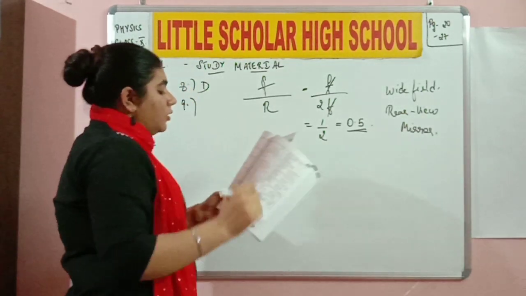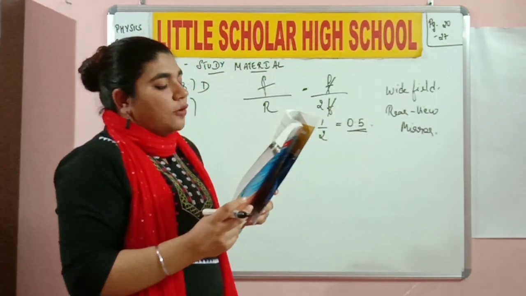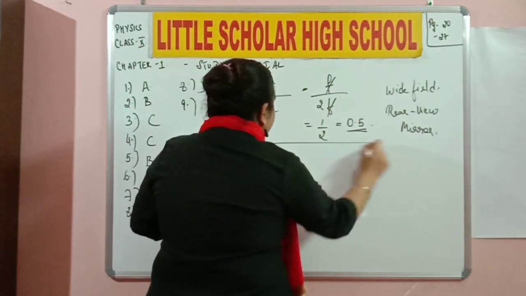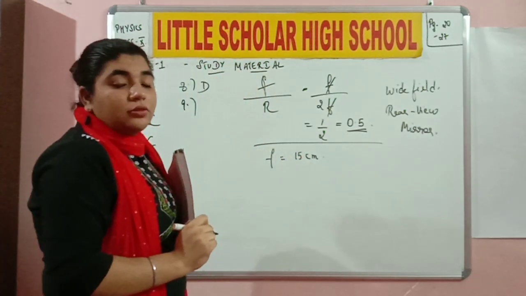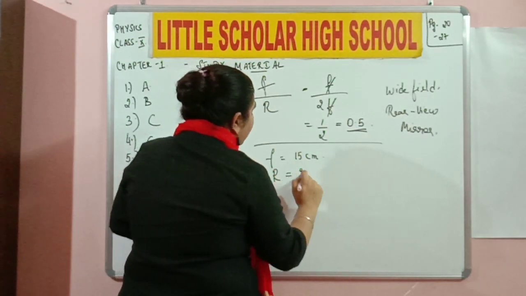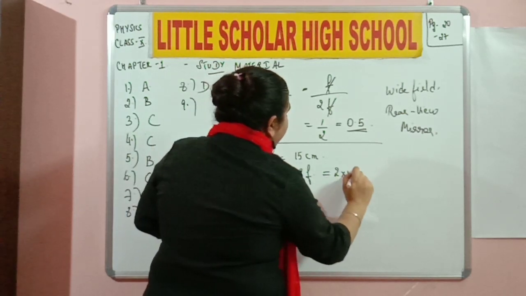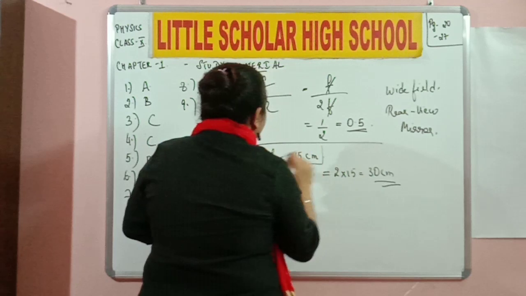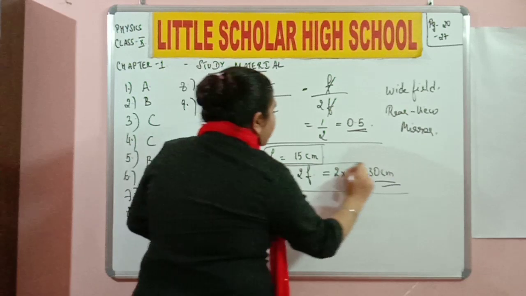Ninth one. An object is placed at a distance of 30 centimeters from a concave mirror of focal length 15 centimeters. What do you think is going to happen? The focal length is given as 15 centimeters. Okay. What is the focal length given as? 15 centimeters. What is the formula for radius of curvature? R is equal to 2f. So what is the 2f value now? 2 into 15, which is nothing but 30 centimeters. Okay, the focal length was given as 15 centimeters. You know that the radius is nothing but 30 centimeters.